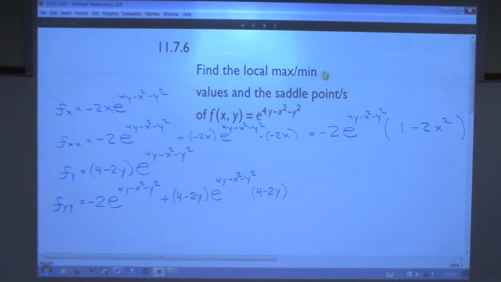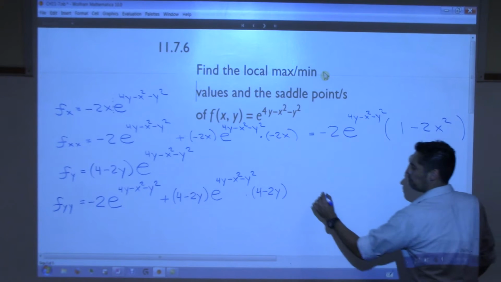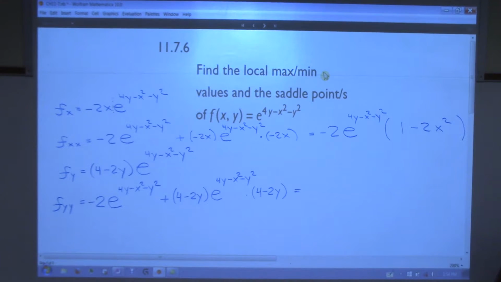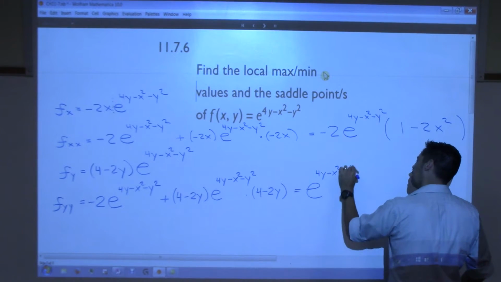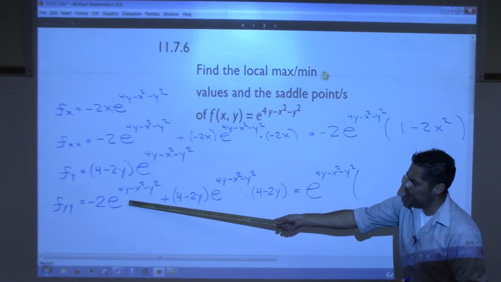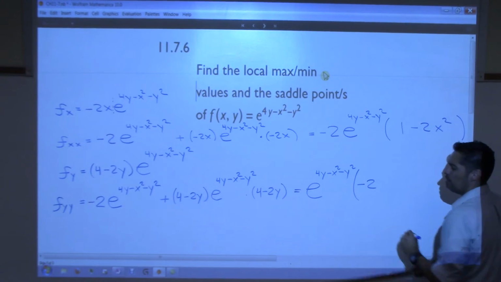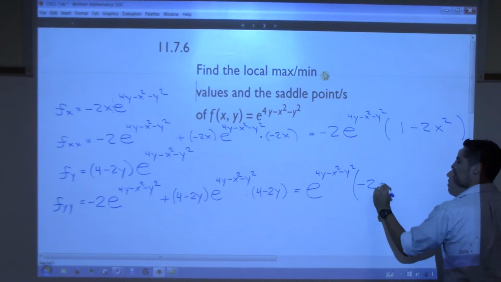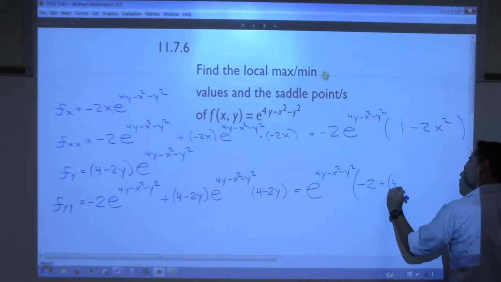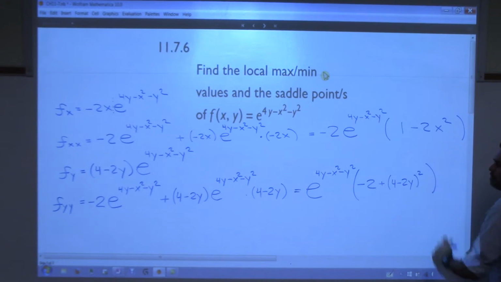Can you clean that up? Yeah? What would you like to pull out of that one? Just for now, do you want to pull the e? Okay, let's just pull the e junk out. E to the 4y minus x squared minus y squared. I'd be left with, let's see, over here, negative 2. And over here, 4 minus 2y, twice. So plus or minus? Plus. 4 minus 2y squared. That's what it would look like.